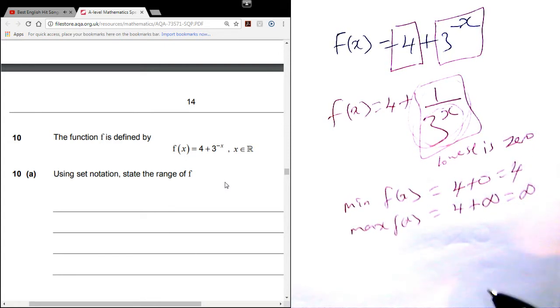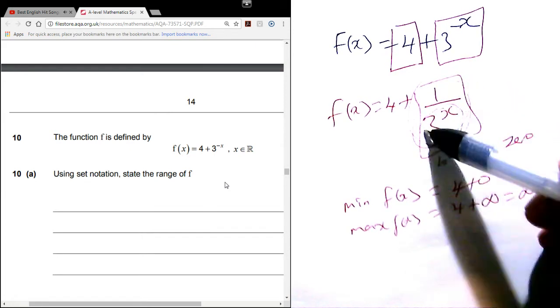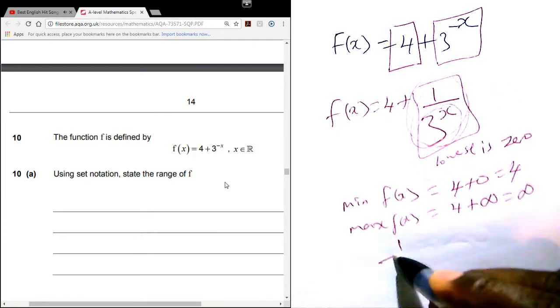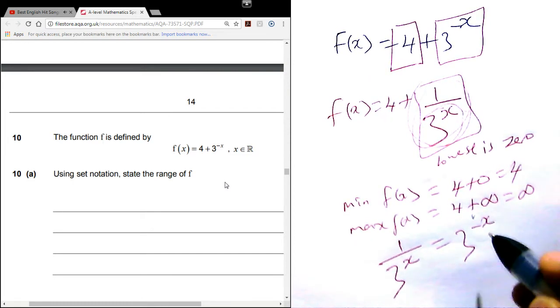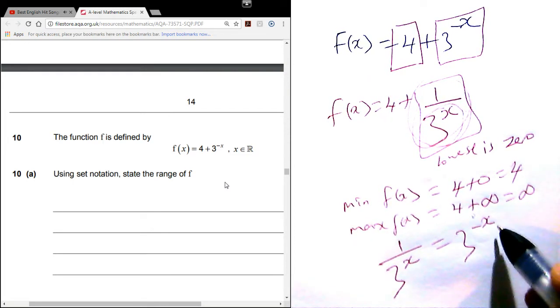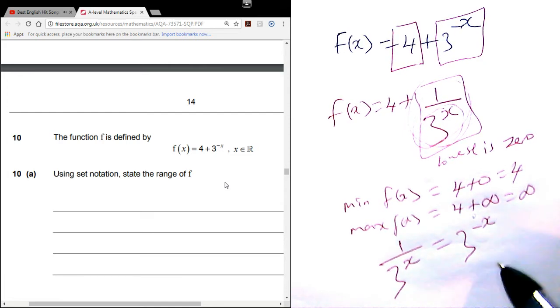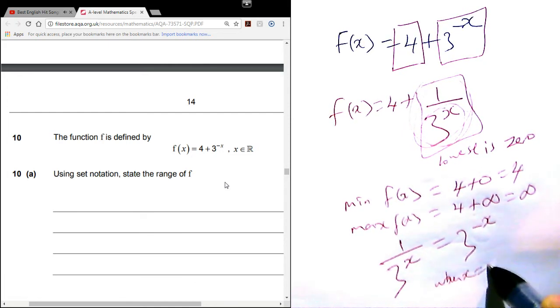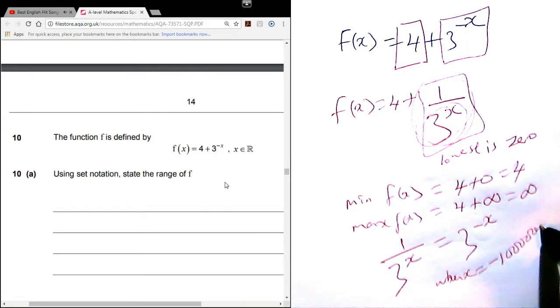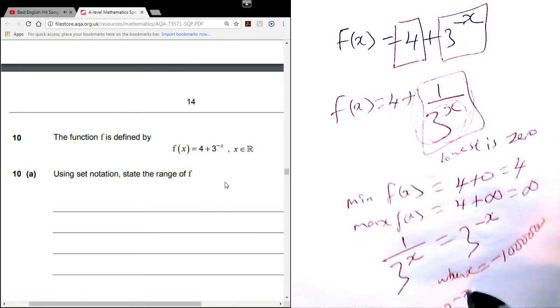The reason that this has a maximum number of infinity is because 1 over 3 to the x, which is 3 to the negative x, would be infinity if x is negative infinity. So let's say when x is a very large number, like negative 1 million, what do you think 3 to the negative x would be?